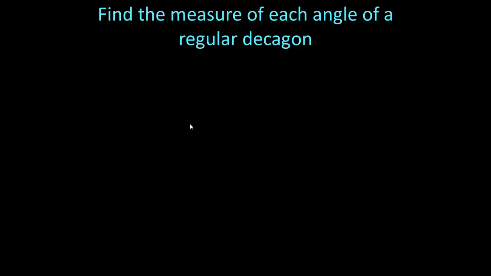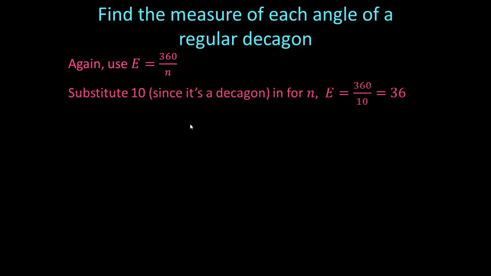Alright, find the measure of each angle of a regular decagon. Now what do we do? Okay, it doesn't say anything about exterior angles, but what we do know is that we have a decagon. And again, you're going to have problems like this, and it's not going to have a diagram. So you're going to have to know that a decagon has 10 sides. So we're going to use the formula E equals 360 divided by n.